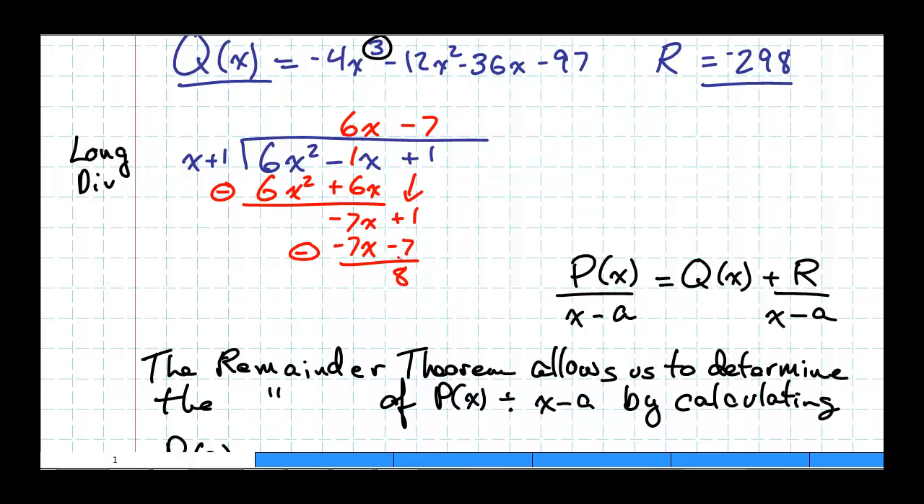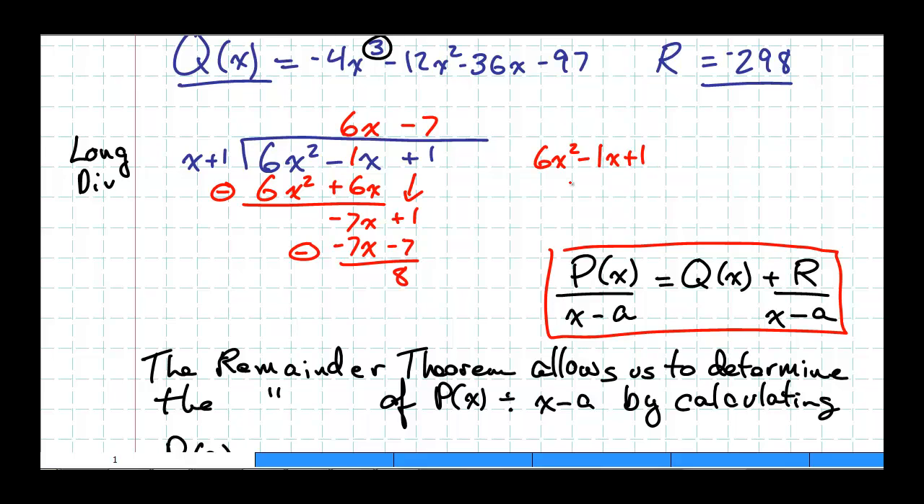Now, if I was to do a division statement in this form, this would be my polynomial. So 6x squared minus 1x plus 1 divided by my divisor, x plus 1, is equal to my quotient, 6x minus 7, plus my remainder over my divisor, x plus 1 again. And there you have your division statement in long division.